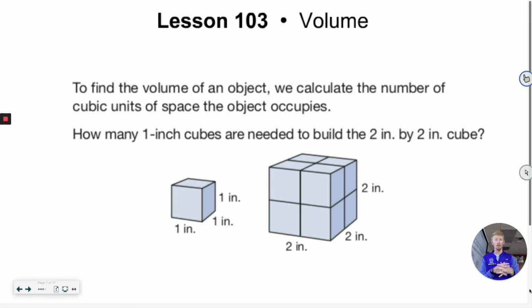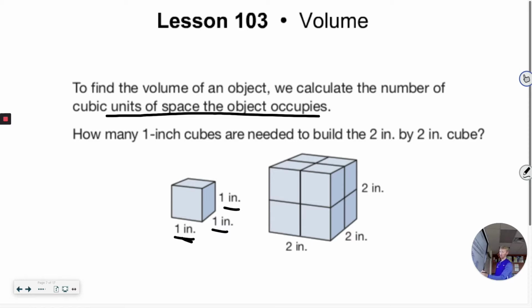All right, fifth grade, lesson 103 on volume. So volume is the amount of space, the units of space an object occupies. It has three dimensions. You have length, width, and height. To find volume, you just multiply those three.